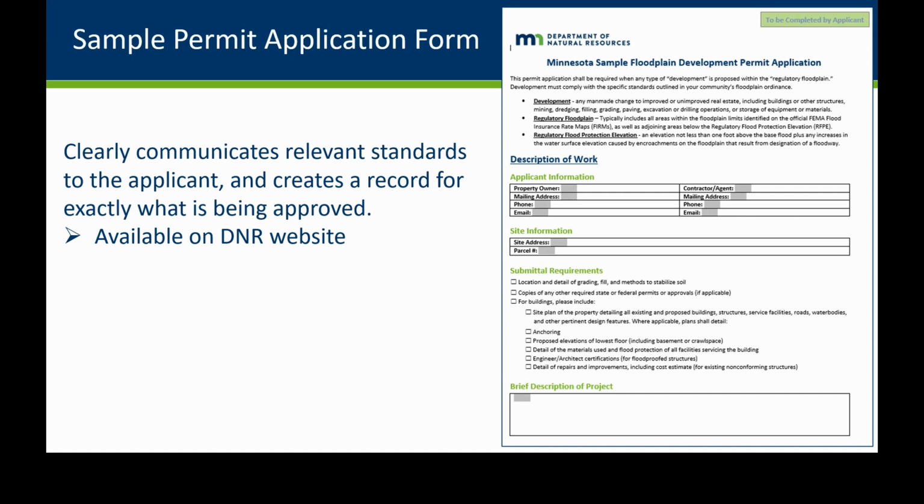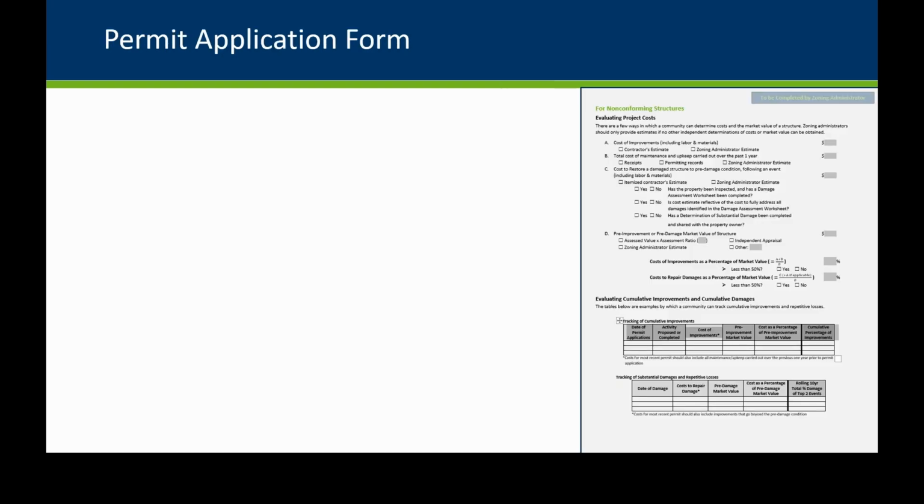I mentioned that this is the main version. The main version is a 5-pager. We have a simplified version, which is a 3-pager, when a development does not involve a building. So here, this page is for non-conforming structures. This page provides a little bit more backbone to your substantial damage and substantial improvement determinations. I think this is on the 4th page of the document.